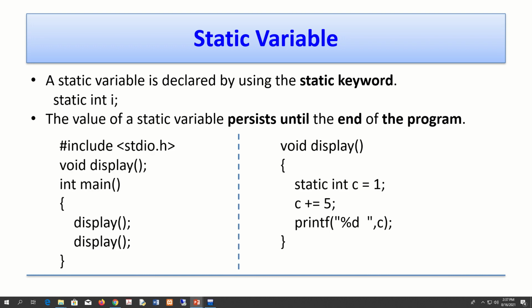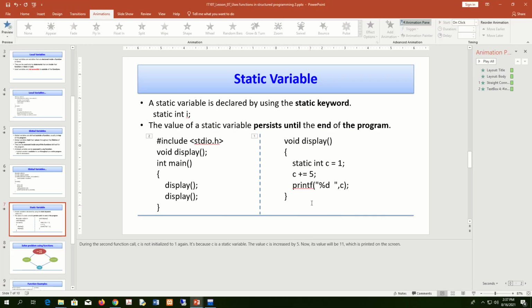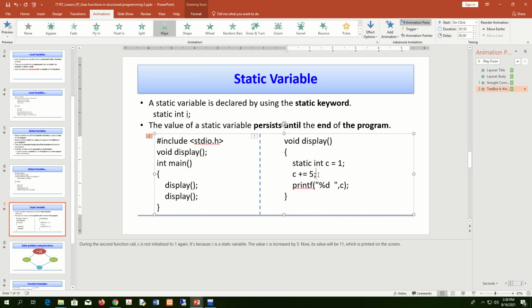So let's take an example. In here there is a function called display. Here I declare variable c as a static variable, and then I add the value 5 to the static variable, so c plus 5 is assigned to c. If it is not clear, this is equal to this. That means c plus 5 is assigned to the variable c. That's it. So this is the same as this.